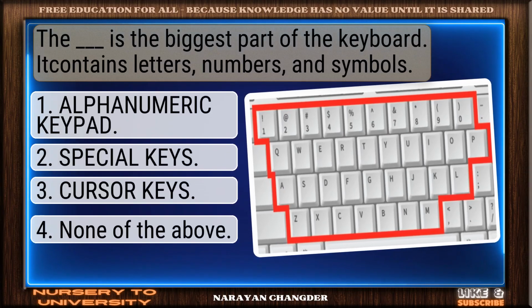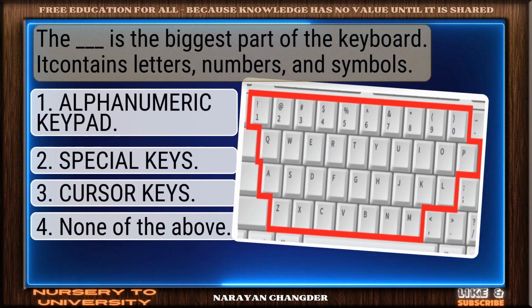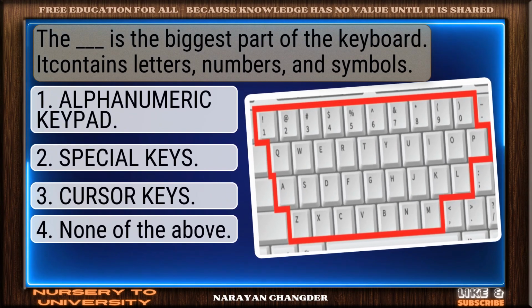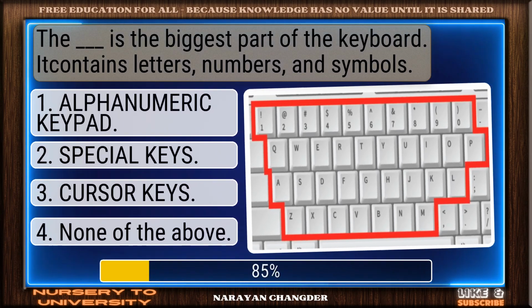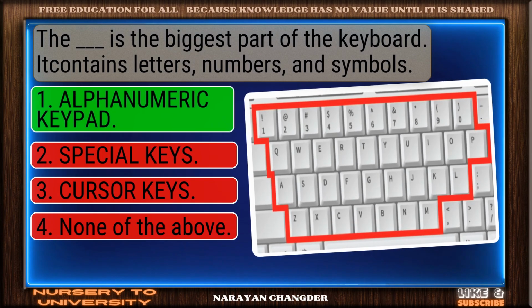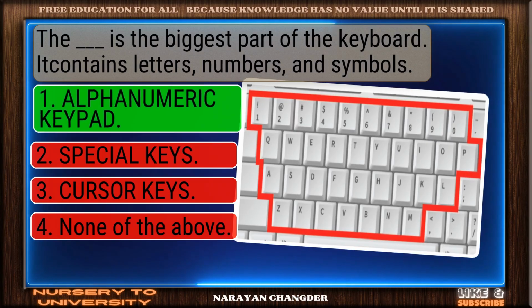The dash is the biggest part of the keyboard. It contains letters, numbers, and symbols. Well reasoned. Alphanumeric keypad is the correct choice.